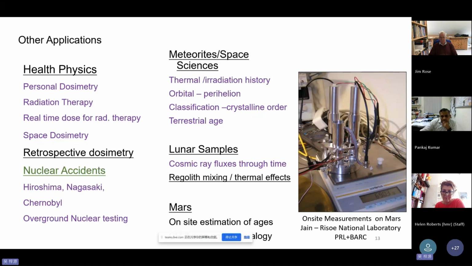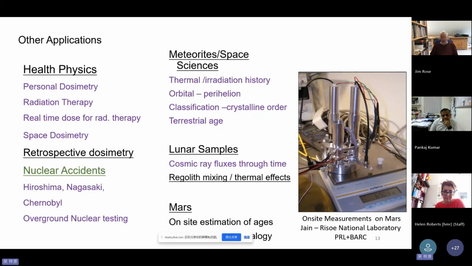Classification of meteorites is now being done routinely using TL sensitivity, because TL sensitivity is very sensitive to the crystalline order, which in turn is sensitive to the metamorphic history. And earlier meteorites were classified as class 3, 4, 5, 6. Now we talk in terms of 3.1, 3.2, 3.3, and so on.